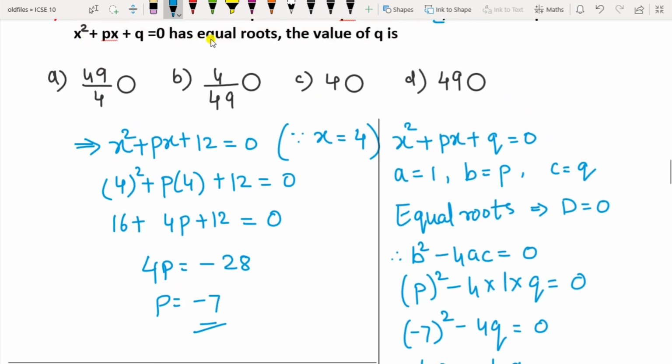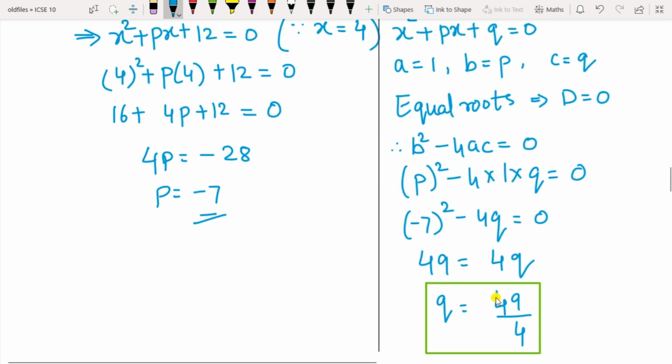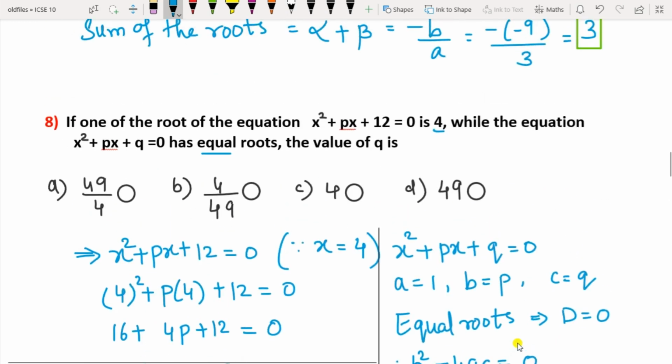Now for the second equation, it is given that it has equal roots. So equal roots means d equal to 0. Now from this equation a is 1, b is p and c is q here. So for equal roots d is 0, therefore b square minus 4ac is also equal to 0. Substitute values, b as p, a is 1 and c is q, equal to 0. But p value is minus 7 from the first equation and therefore q is 49 by 4. So the value of q you get as 49 by 4, that is option A. So that is the correct option.